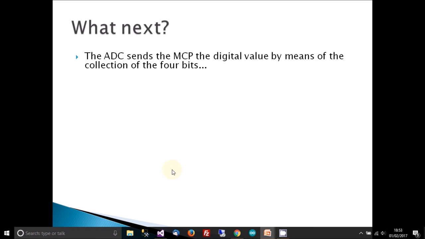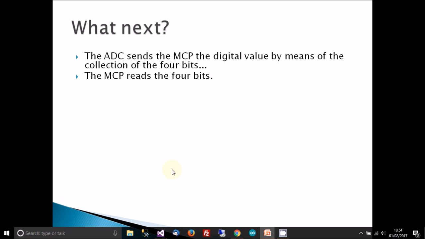Okay, so what next? Well, the ADC sends the bits in the word to the microprocessor, and then the microprocessor is capable of reading those bits. So it may read high, high, high, high, high, low, high, high, etc. There are 16 different combinations for that particular word size. And when it gets the binary word and converts it to a number, then we can make sense of that number.